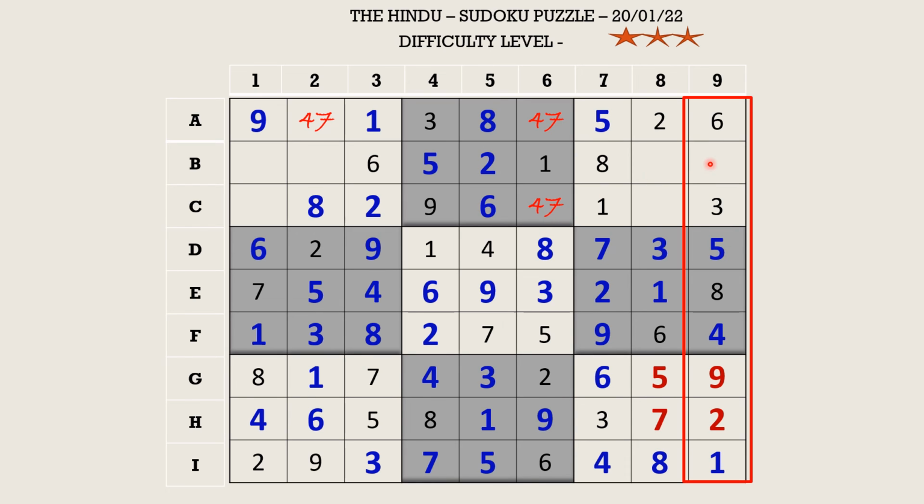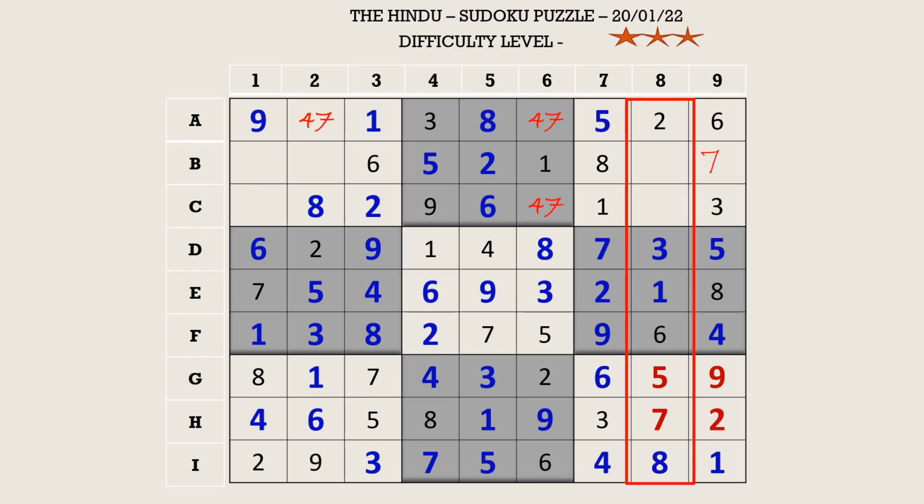In column 9, the only missing number is 7. In column 8, the missing numbers are 4 and 9. There is a 9 blocking from here. So C8 takes 4 and B8 takes 9. The 4 in row C cancels out the 4 in C6. C6 becomes 7 and A6 becomes 4 and A2 becomes 7.